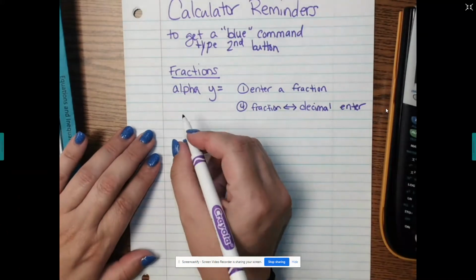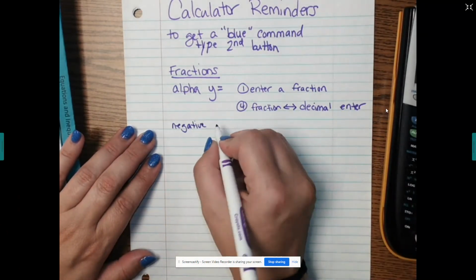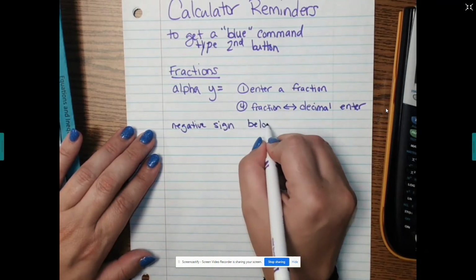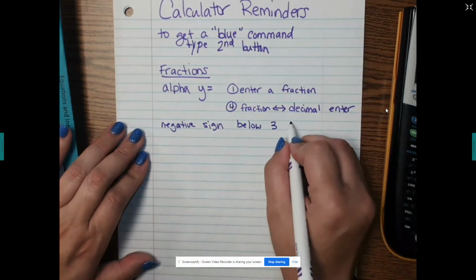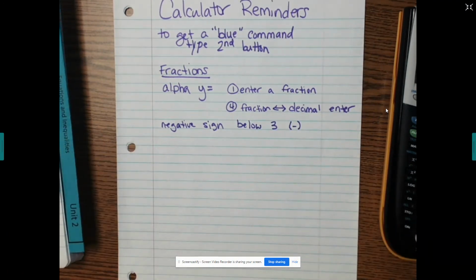Now, some of you may not have known that, so I want you to know that the negative sign is below the 3. Okay? Make sure you have that written down. It looks like this. It's in parentheses. Okay? You cannot use the minus sign if it has another operation. Okay? You can't put divide minus. You could put divide by negative, which is what we did.